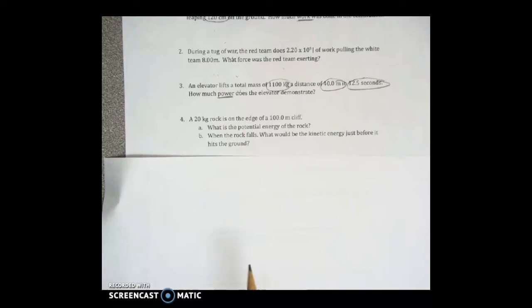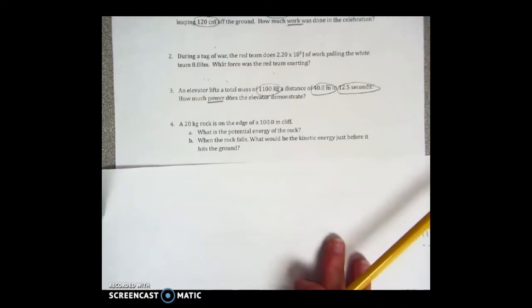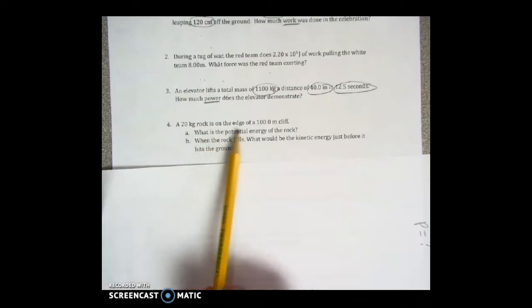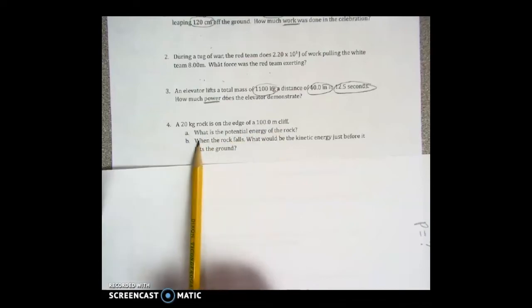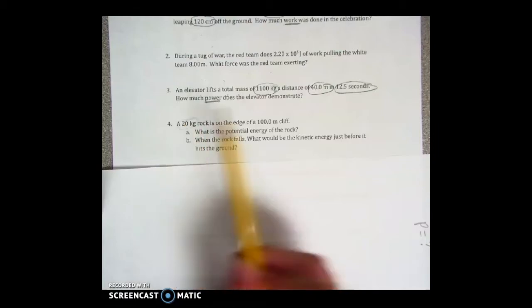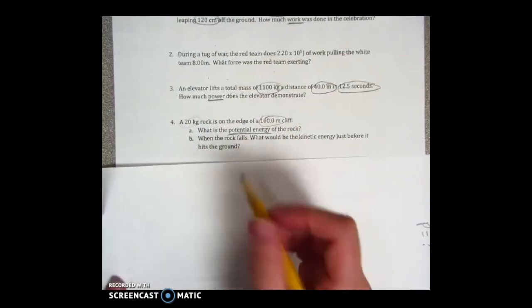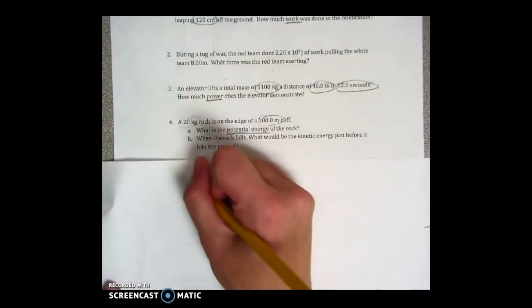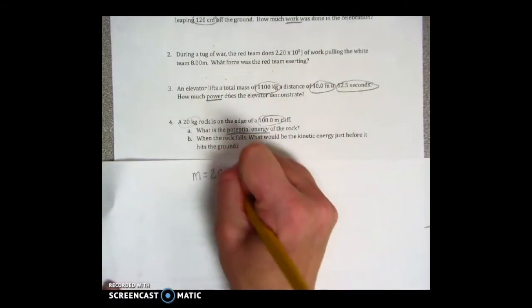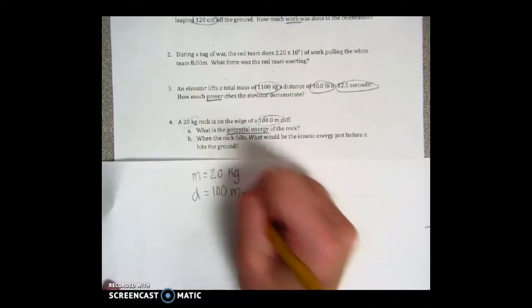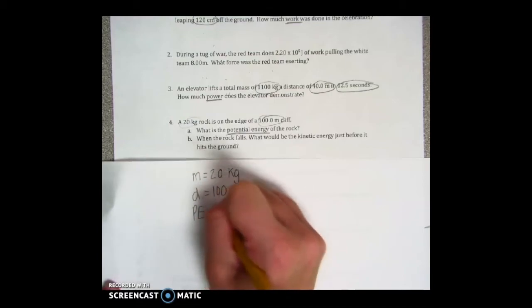All right, so now I want to look at number 4, because this one's going to take care of our kinetic energy and potential energy, or our gravitational potential energy. It says a 20-kilogram rock is on the edge of a 100-meter cliff. A wants to know what's the potential energy. So again, we're just going to identify that important information. We're looking for potential energy. So I'm just going to list that here. Kilograms we know is mass. Meters is going to be any type of distance. And we're looking for potential energy.